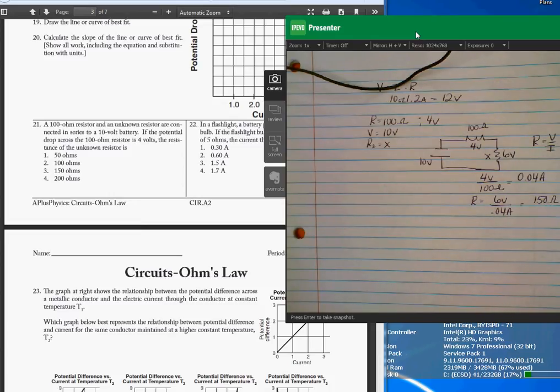Choice number 3. So you really have to understand how a series circuit works in order to determine how you're going to set up your equations to find your solutions.